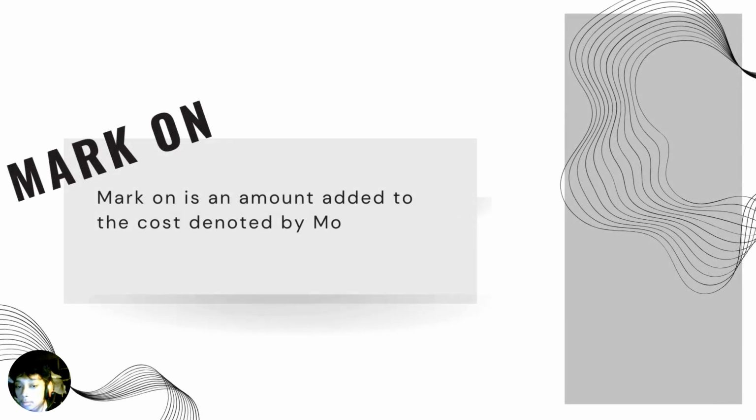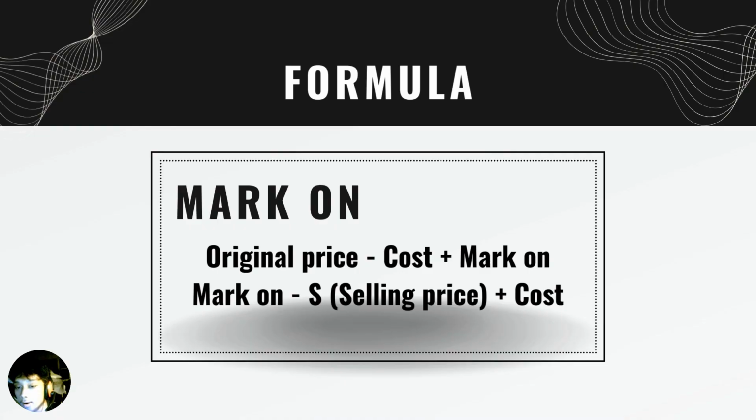And I'm gonna explain what is mark-on. Mark-on is an amount added to the cost, denoted by MO. And the formula for mark-on is original price. To get the original price, we must add the cost and mark-on. To get the mark-on, we must add selling price plus cost. And we're gonna apply it in the next slide.